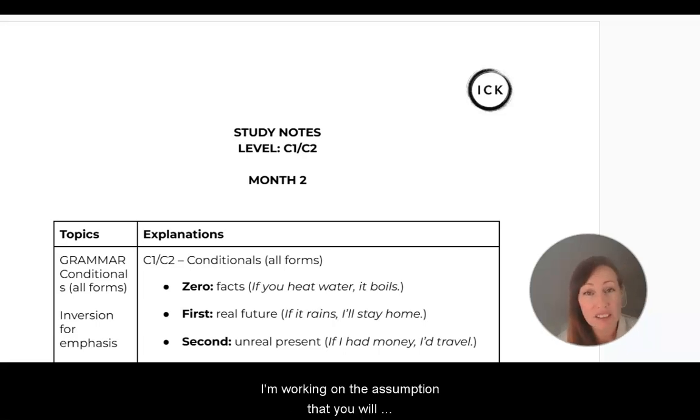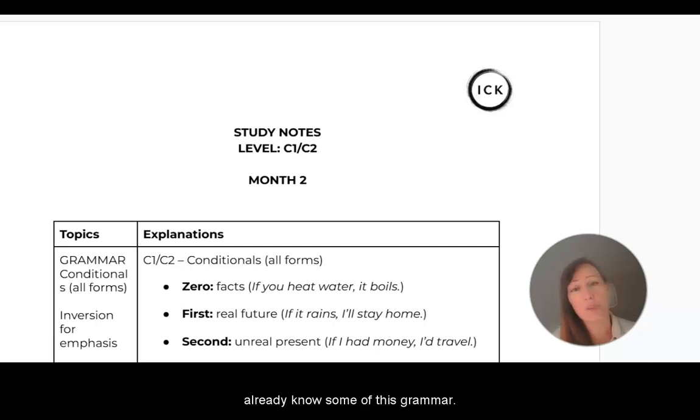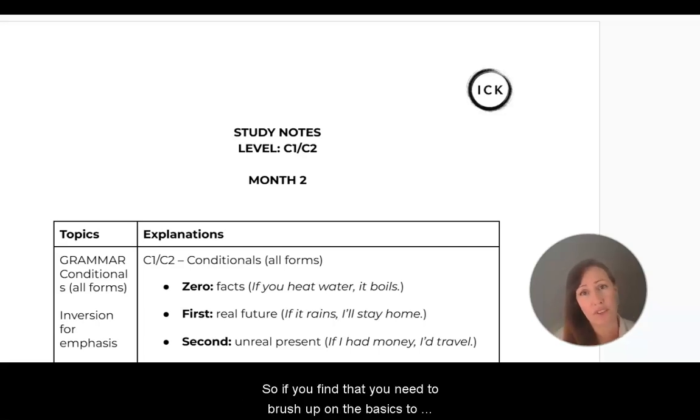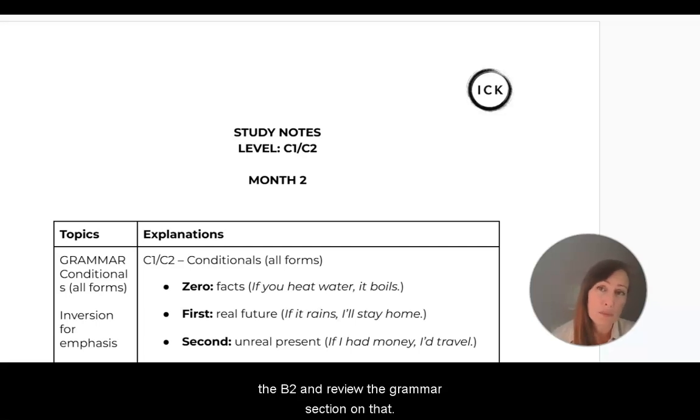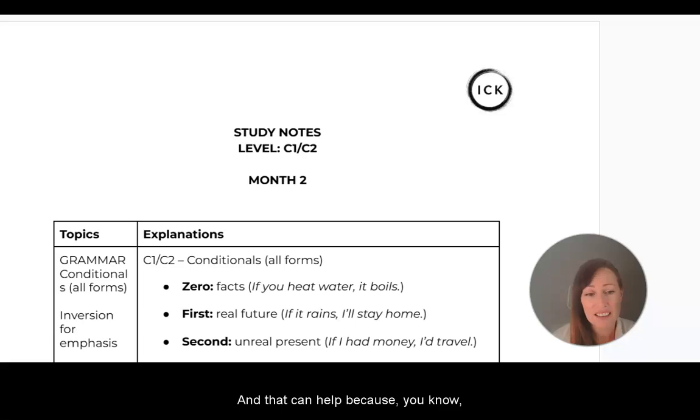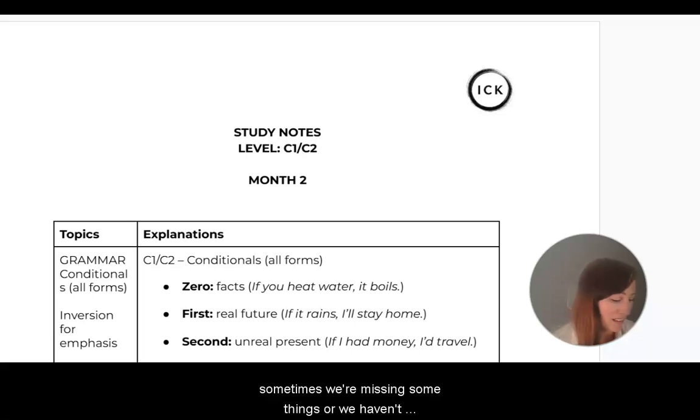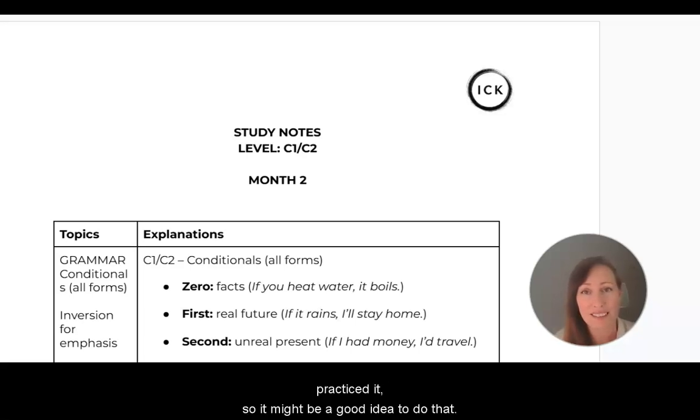I'm working on the assumption that you will already know some of this grammar. So if you find that you need to brush up on the basics, to review more basic vocab or grammar, you can go back to, for example, the B2 and review the grammar section on that. And that can help because sometimes we're missing some things or we haven't practiced it. So it might be a good idea to do that.